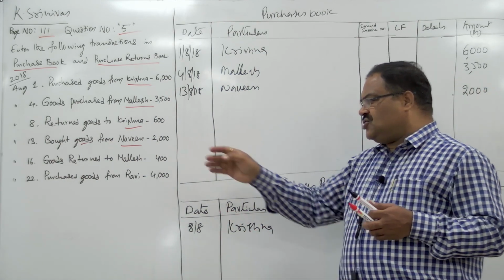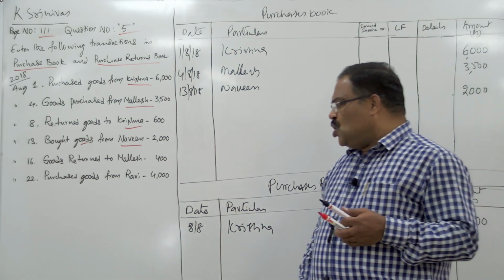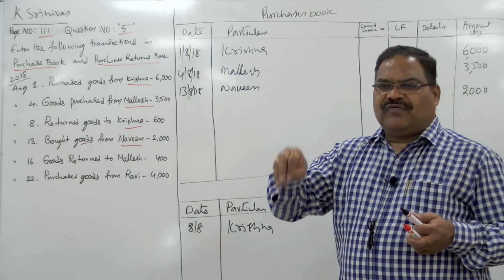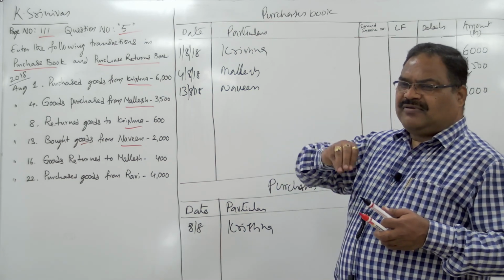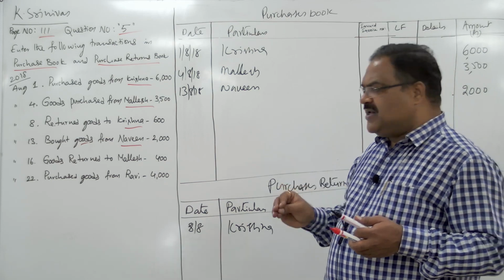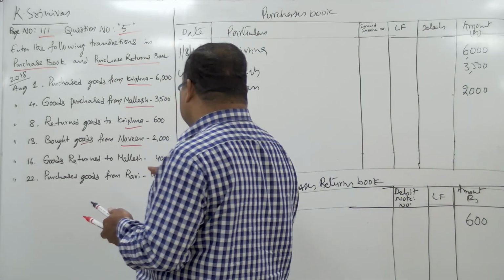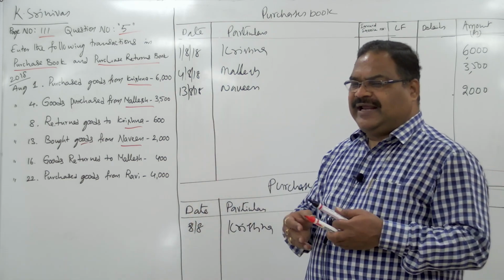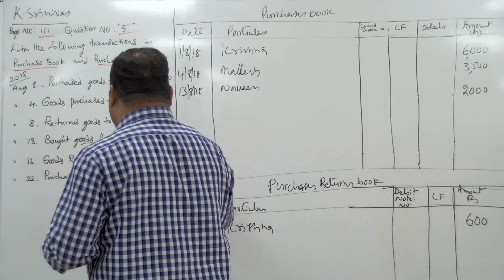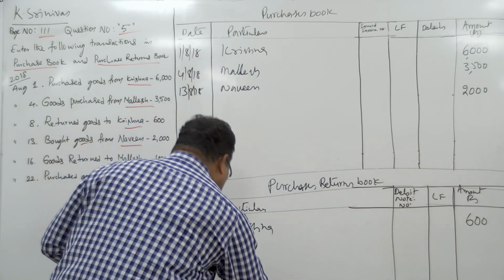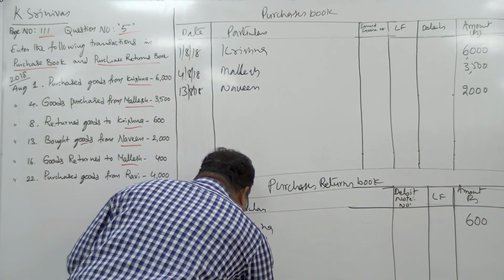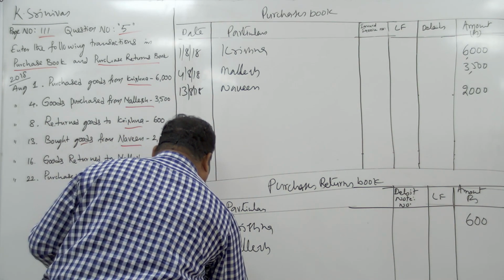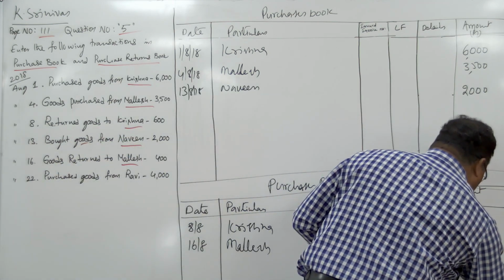Next, the next transaction is 16th. Goods returned to Malaysia. We have returned goods. When we have returned goods, we have to take it into the purchase returns book, because previously we purchased goods from Malaysia. Now we are returning, so it should be taken in the purchase returns book. Malaysia, date is 16th, directly you can take rupees 400.